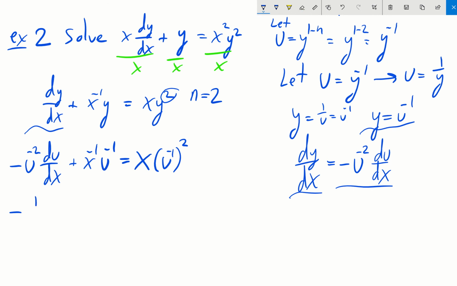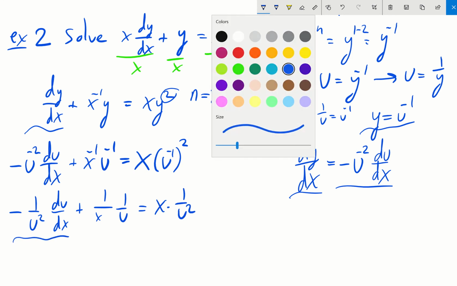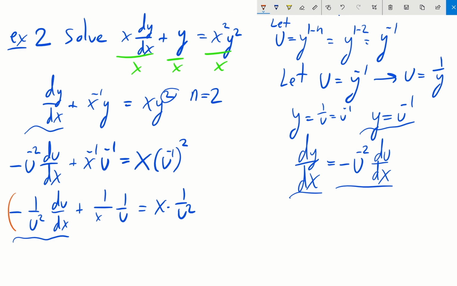So here's what we're looking at. This is essentially 1 over u squared du dx plus 1 over x times 1 over u equals x times 1 over u squared. And as we've seen before, we want to get this to be a coefficient of 1. We can get that to be a coefficient of 1 if we multiply every single term by negative u squared.